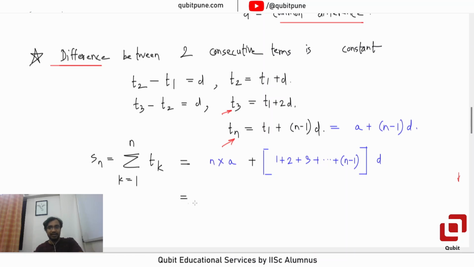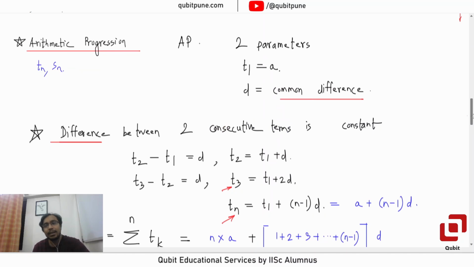You may already know this formula: the sum of first n natural numbers is n into n plus 1 upon 2. In this case, it is the sum of first n minus 1 natural numbers. So it is n into n minus 1 upon 2 times D. We will see this formula later, but we have applied it here. So don't learn it by heart. I think you can derive this formula quickly even if you forget it in the paper. Is that clear? Sum of first n terms? Okay. That is for AP.